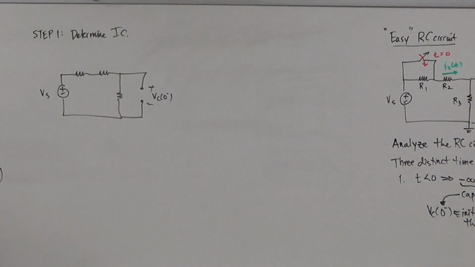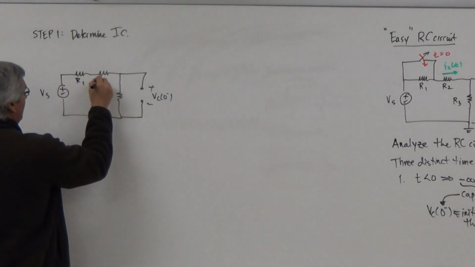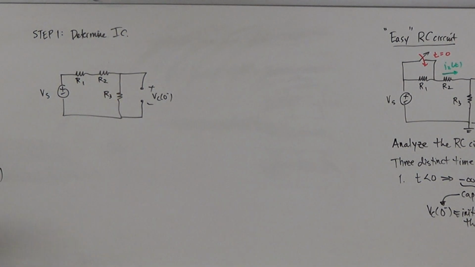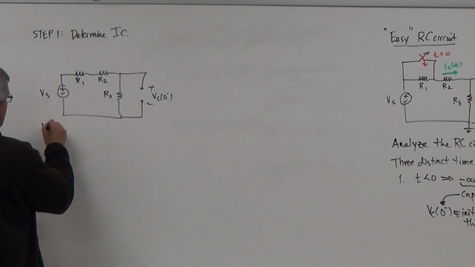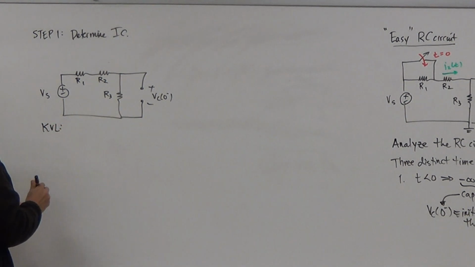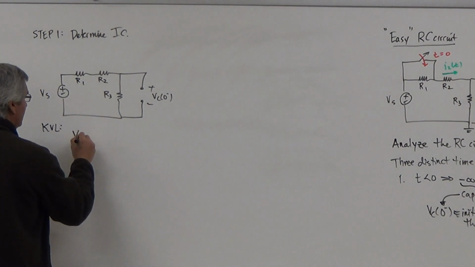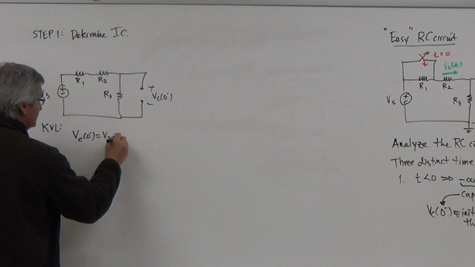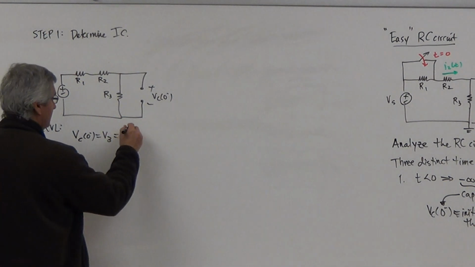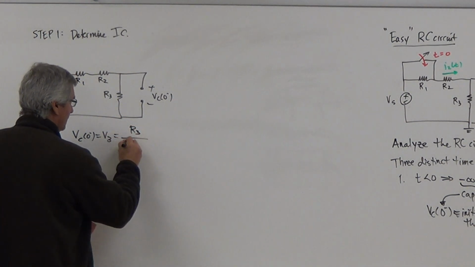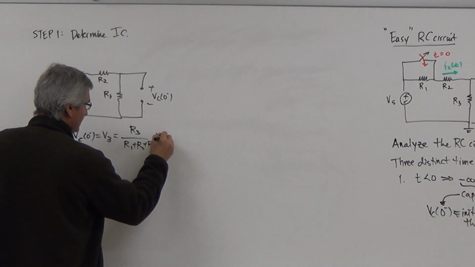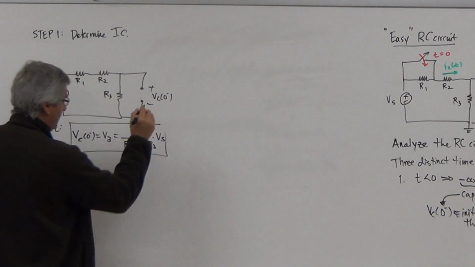Right? So I got R1, R2, R3. When I look at that, I got to determine that voltage. Right? So what am I going to use? I'm going to use KVL. If I use KVL, you can see that VC0 minus is the same as the voltage across the 3, which means it's got to be R3 over R1, 2, 3 times V source. I have my initial condition.